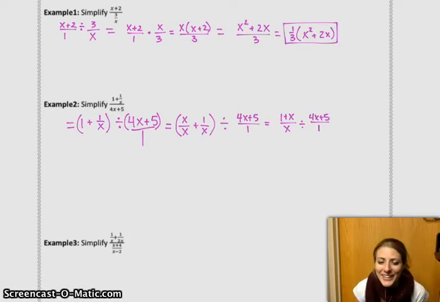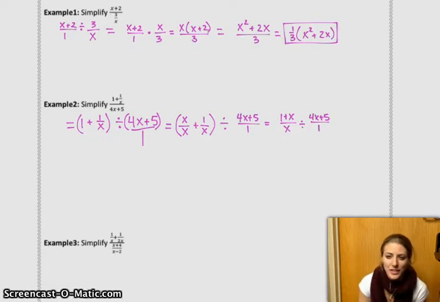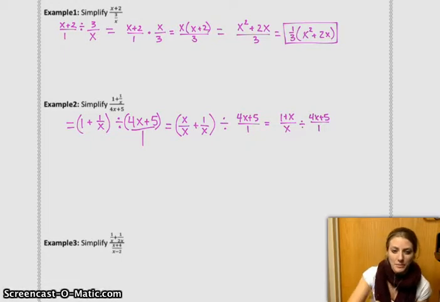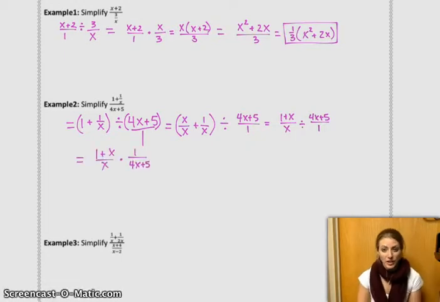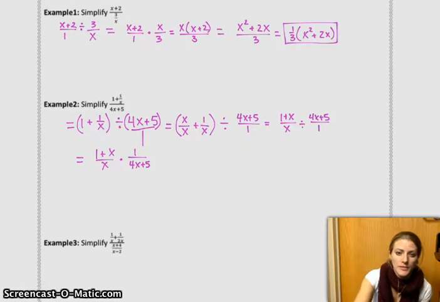Okay, so I have my division problem. I copy the first one, change the division to a multiply, and then flip my second fraction, so multiplying by the reciprocal. And now just multiply straight across. 1 plus x times 1 is just 1 plus x. And then x times 4x plus 5 is 4x squared plus 5x.